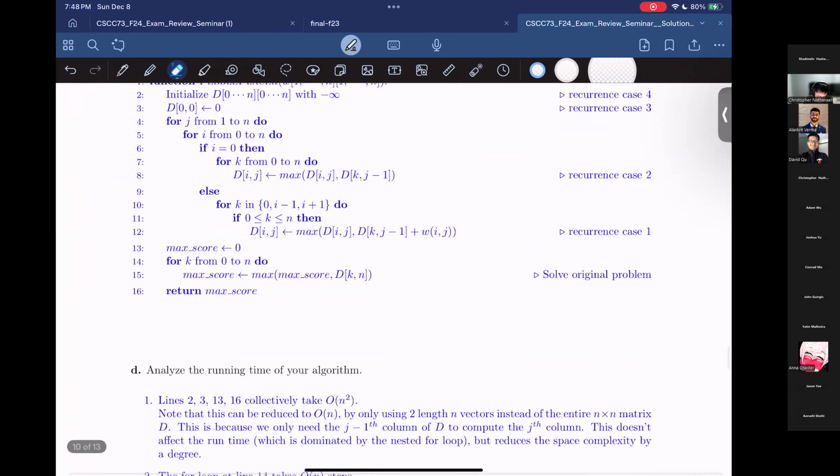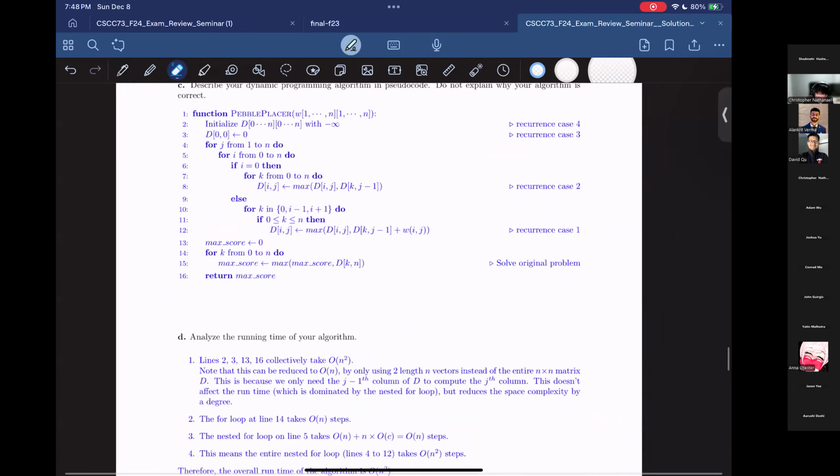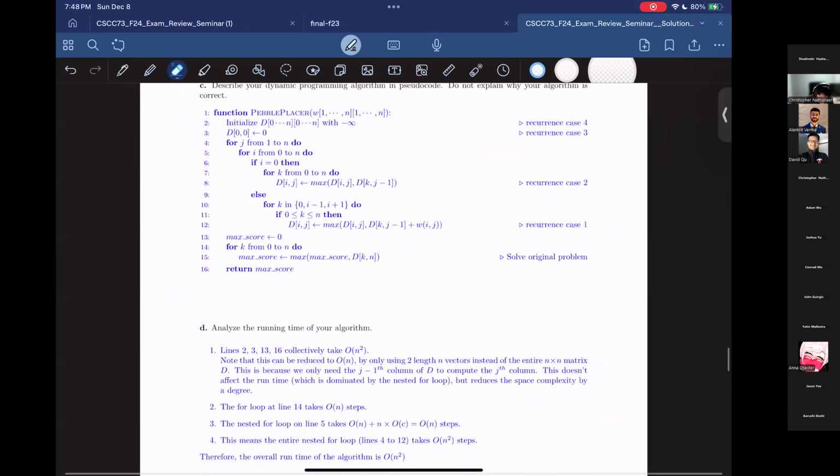Okay, and the running time. So lines 2, 3, 13, and 16 take O of n square, because we are working with a 2D array. And it's actually the same as the for loop also.